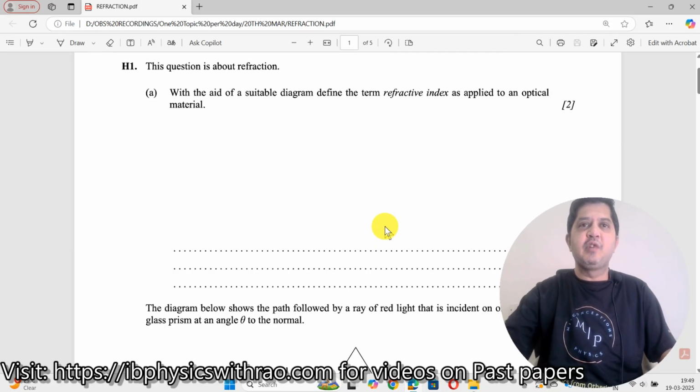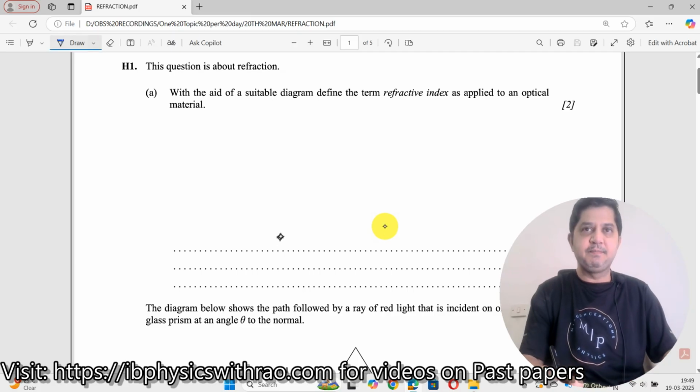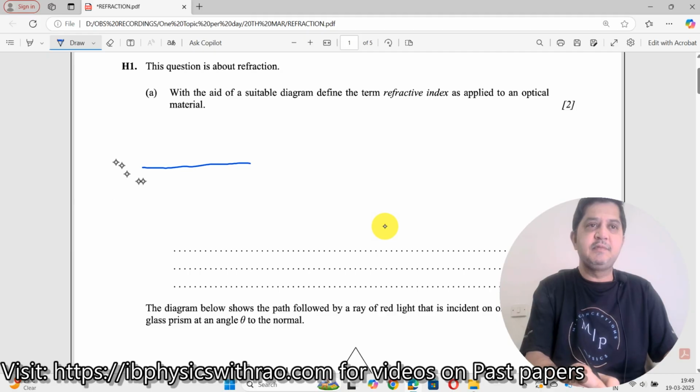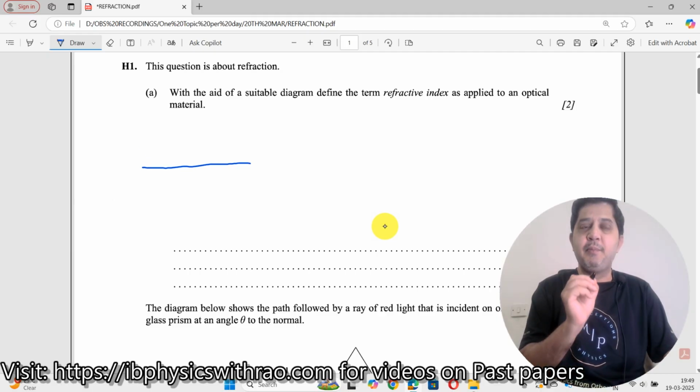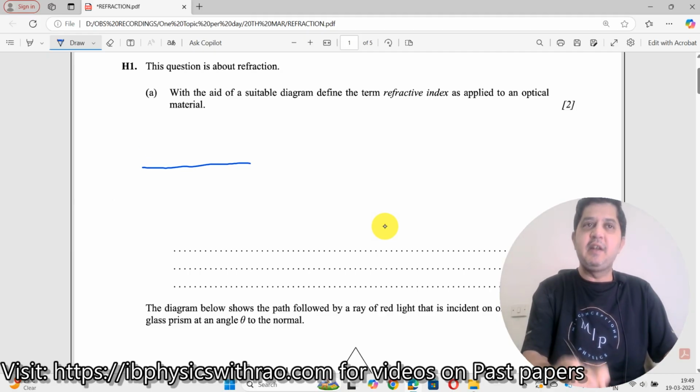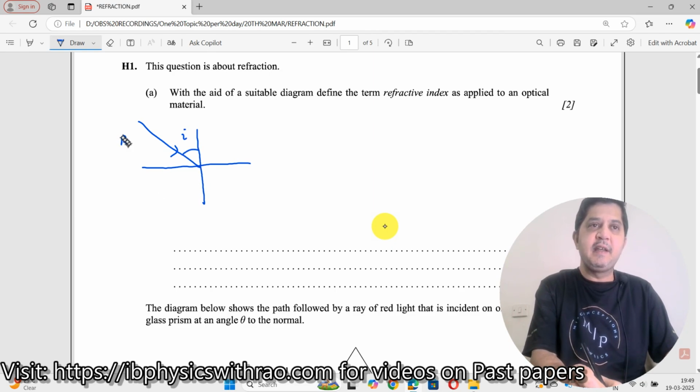With the aid of a suitable diagram, define the term refractive index as applied to an optical material. So we need to define the refractive index using an appropriate diagram. Okay, so what you do is you put something like a glass. You are not going to put a mirror over here because a mirror will reflect, it will not refract. So therefore, this is my incident ray, this is my normal, this is my angle of incidence. Let us say this is my rarer medium and this is my denser medium.